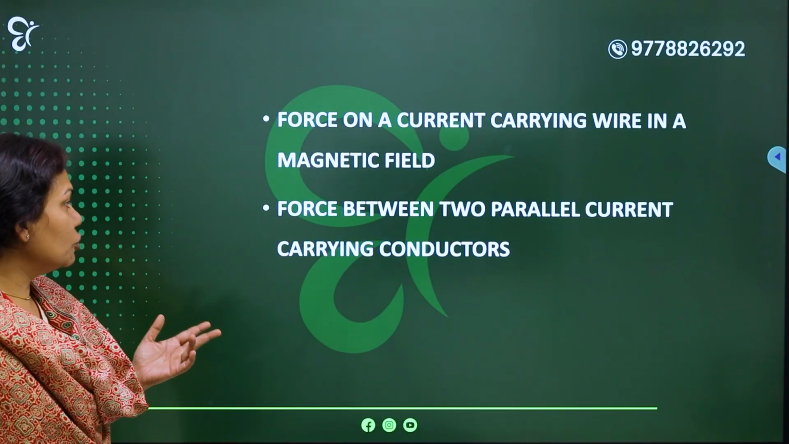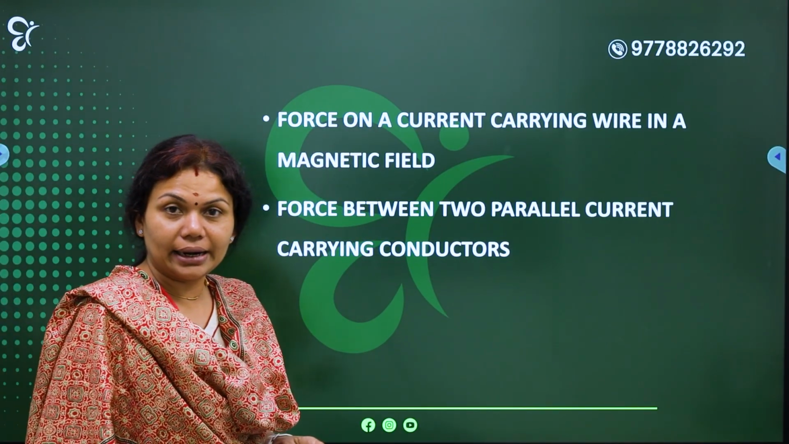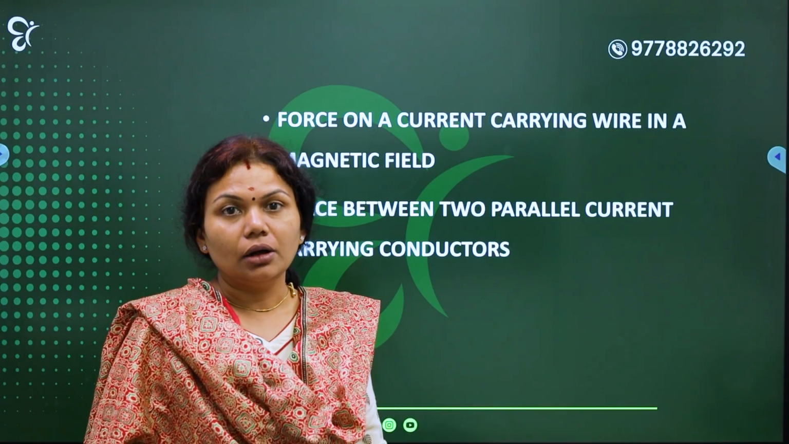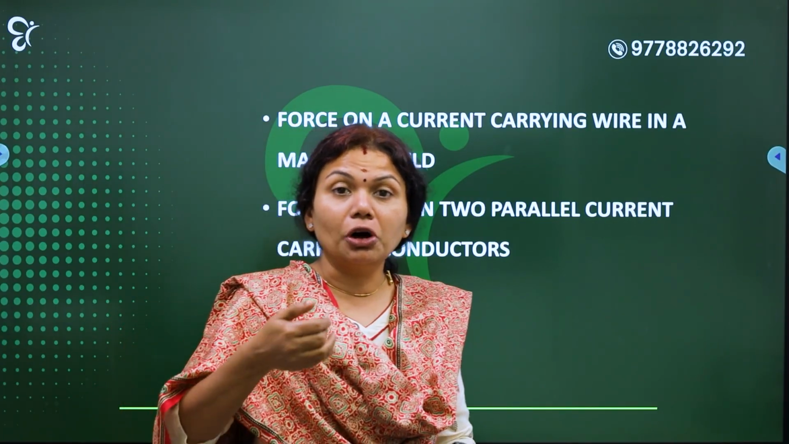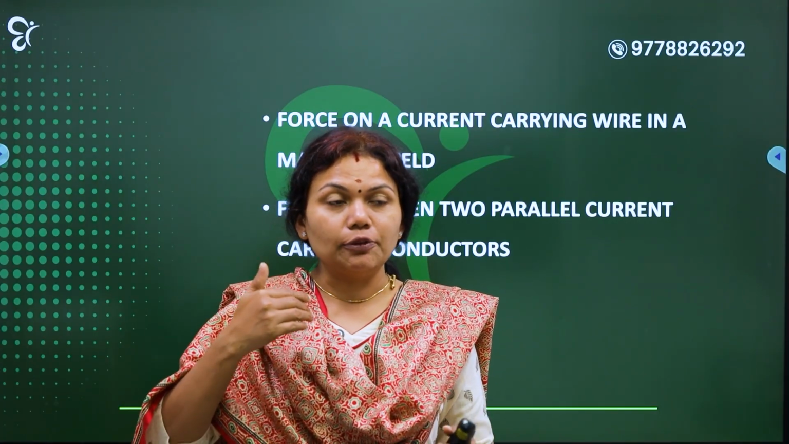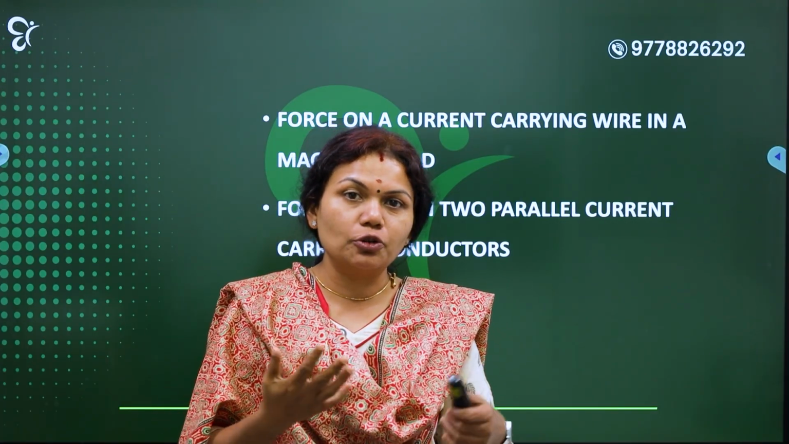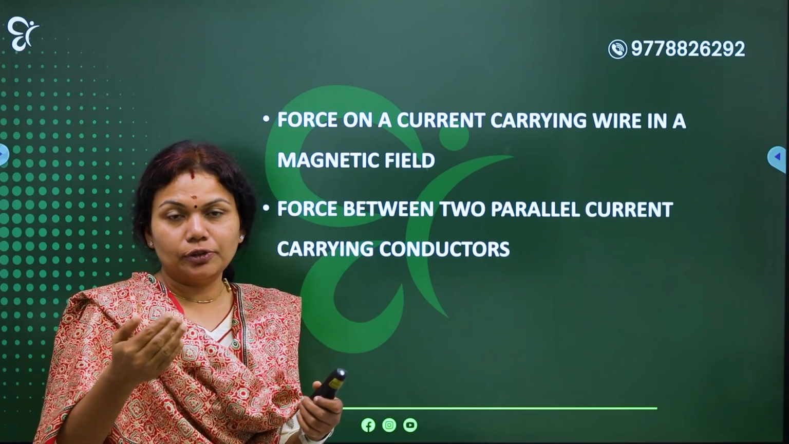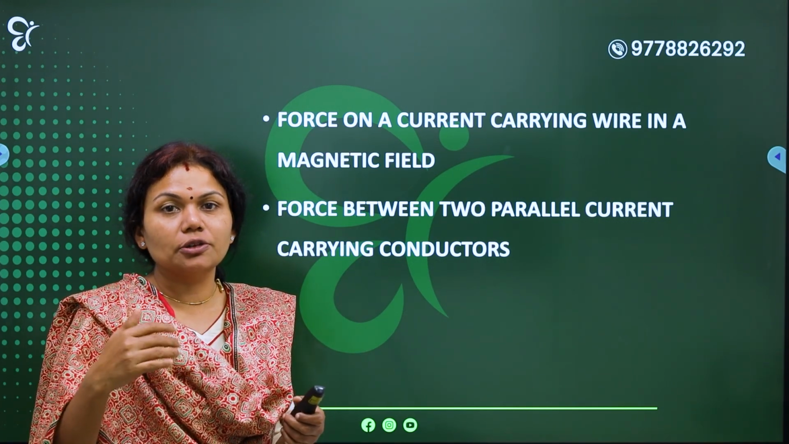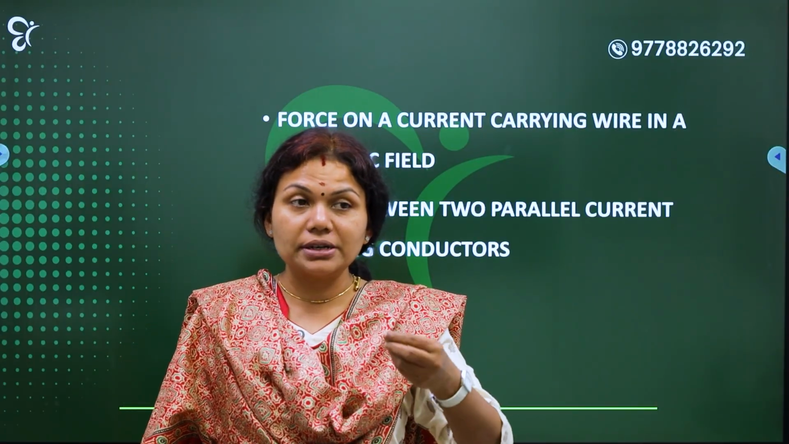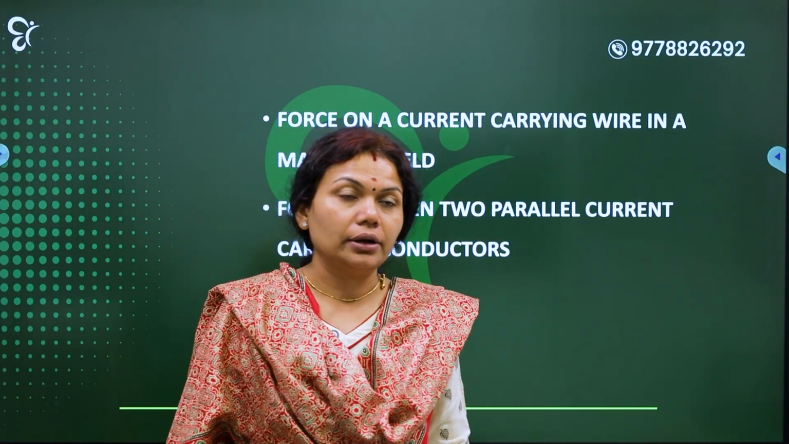And then force between two parallel current carrying conductors. When you have two conductors which are kept parallel, what is the current? Also you should know how to find the direction. If the current is flowing in the same direction, the force is attractive, and if the current is flowing in the opposite direction, the force is repulsive. So you should know whether the force is attractive or repulsive depending on the direction of current.